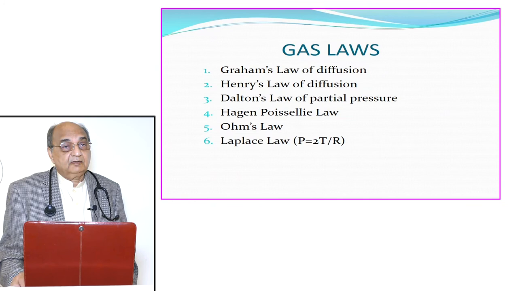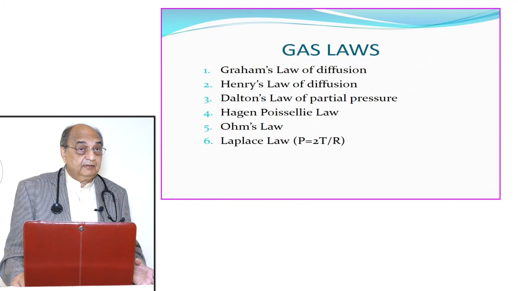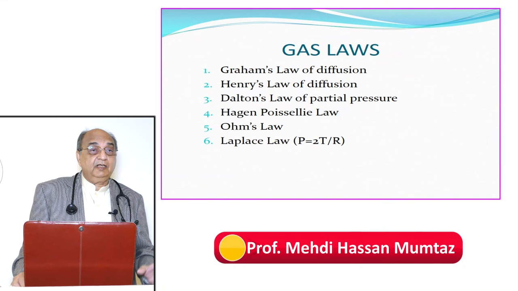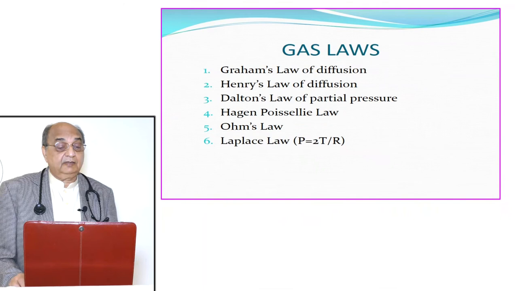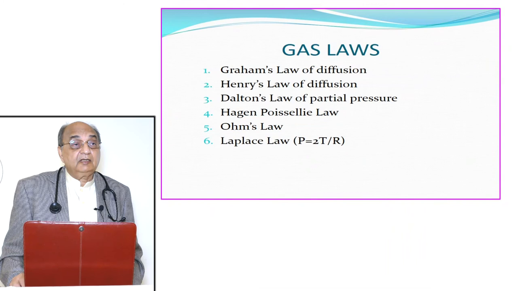mainly in the bladder, then in the vessel, then in the heart chamber. It's also applied in the alveoli. So its explanation is slightly different. You should be able to explain it if you apply this, that P is equal to 2T over R. So to understand all these laws and their application is very important as far as the respiratory system is concerned, or as far as respiratory failure is concerned.